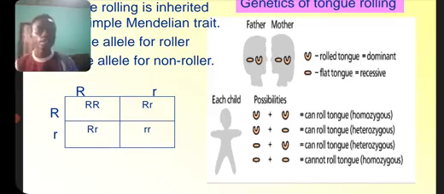If an individual has 2 dominant alleles for rolling a tongue, that individual will be homozygous for tongue rolling. And if the individual has one recessive allele and one dominant allele together, they will still roll their tongue. And if an individual has the allele for a flat tongue and the other allele is also for a flat tongue, they will be homozygous for the inability to roll their tongue. So they will be non-rollers.